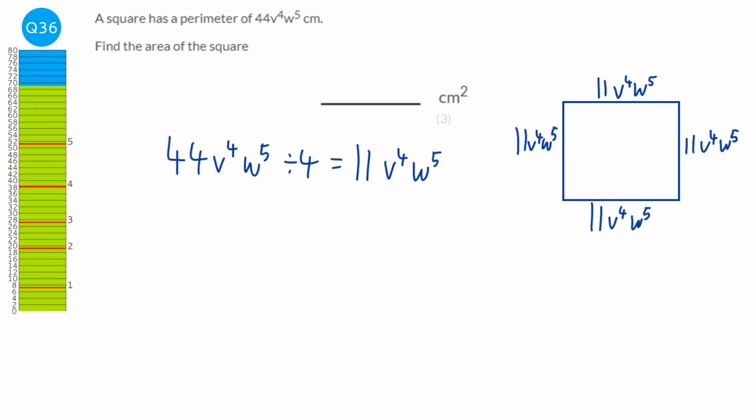And to work out what the area is, we obviously are going to square that. So we're going to do 11 v to the power 4 w to the power 5, and we're going to just times it by itself, which is what squaring means.